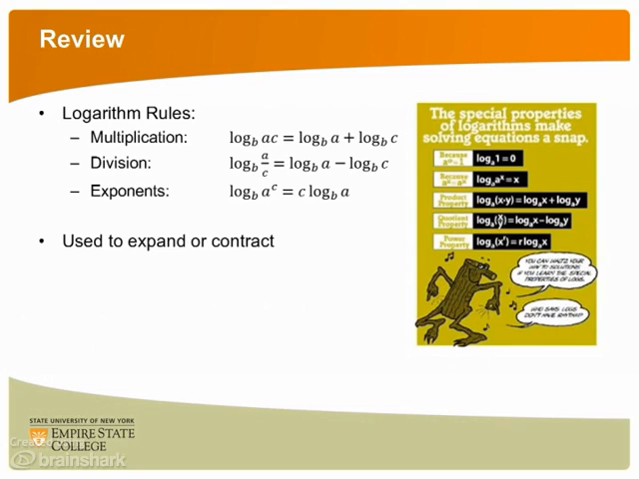We can use these rules to either expand logarithms or to contract them, depending on the situation. One situation where we want to contract logarithms is in solving logarithmic equations. We will see this in the next resource in the series, so stay tuned.